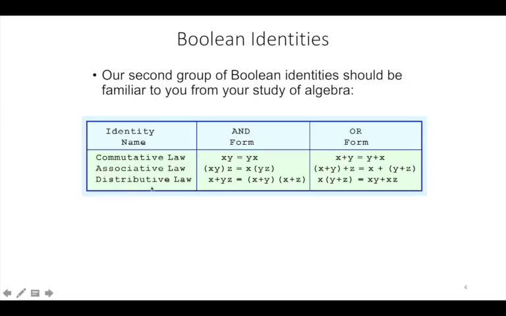The distributive law says that x AND (y OR z) is equivalent to x distributed to this OR operation, giving (x AND y) OR (x AND z), and the results of the two AND operators are ORed together. In the OR form, x OR (y AND z) is the same as (x OR y) AND (x OR z). Okay, so that's the second group of the Boolean identity.